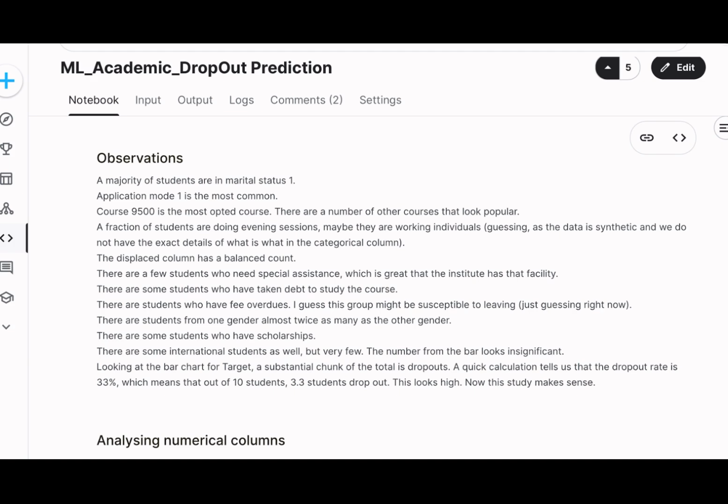Most of the students are married, and application mode 1 is the most common, which is one of the most popular courses. Some of the students are enrolled in evening sessions, so it looks like they might be working, and they're also enrolled in some courses.